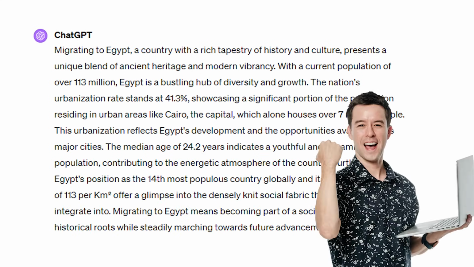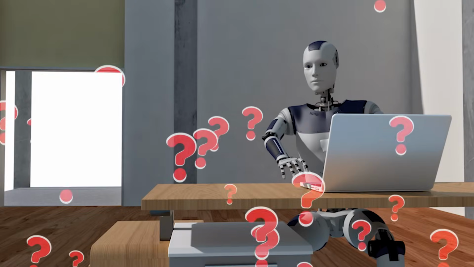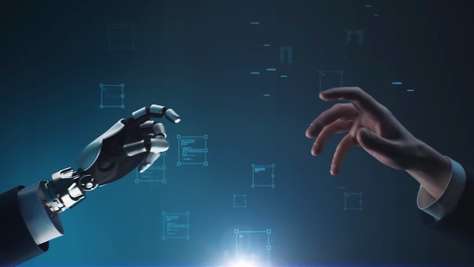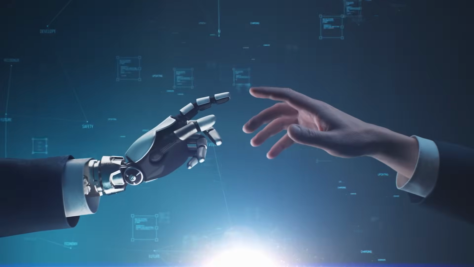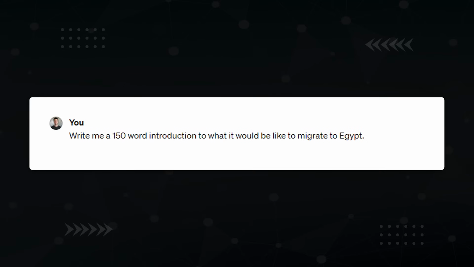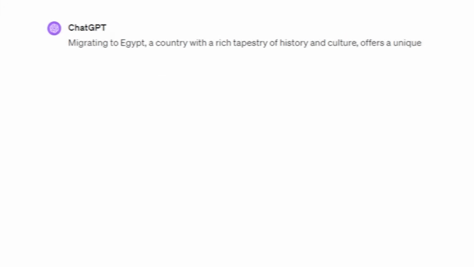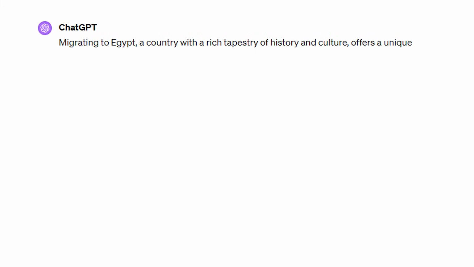ChatGPT crushed this. The amazing thing about that is that ChatGPT by default has no freaking idea about any of these facts because it was only trained on up to January 2022. Want proof? Here's another ChatGPT session with no previous fact training setup. ChatGPT, write me a 150-word introduction to what it would be like to migrate to Egypt. Reference as many facts about current population statistics as you can. And here's the output. Migrating to Egypt, a country with a rich tapestry of history and culture, offers a unique brand of blah, blah, blah, blah, blah.